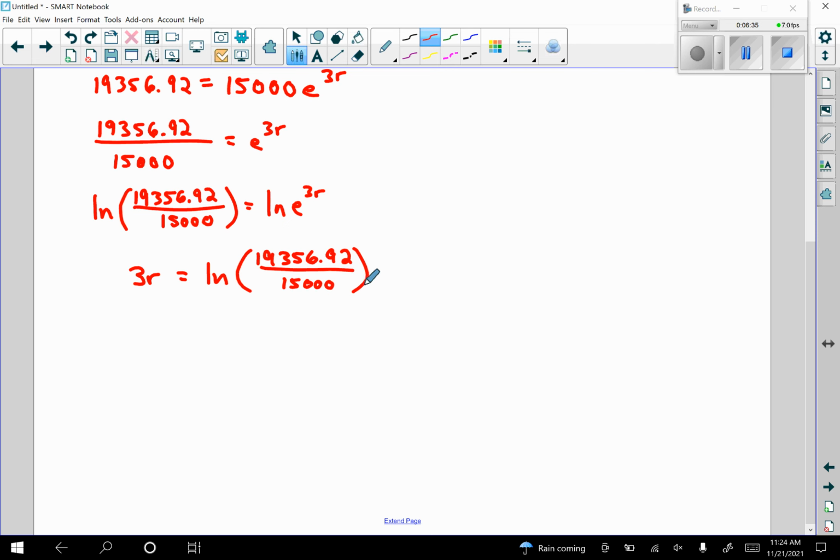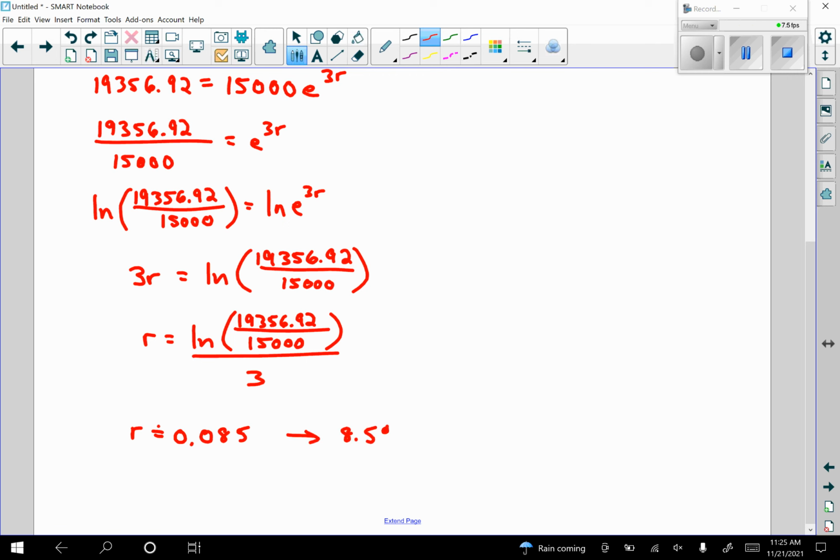And then all we have to do is divide by 3. So that would be the exact value. And then just take the time to type this into the calculator. We'll say r is approximately. So if you want to pause the video and carefully type this in. We should get a 0.085, which would translate into 8.5%. So the average rate of return is 8.5%.